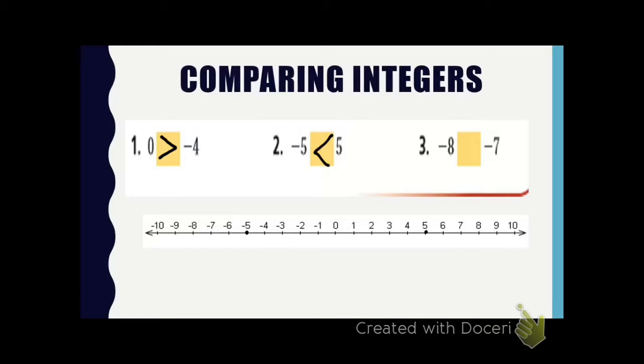All right, let's go ahead. We'll erase those points. Let's go back and do -8 and -7. Well, here's -8. Here's -7. They're right next to each other, but one is greater than the other. -8 is further to the left. It's less than -7.